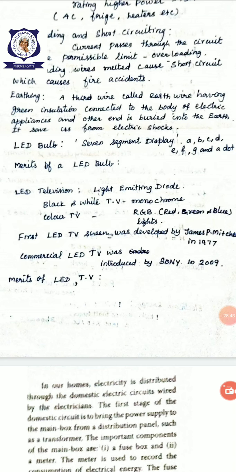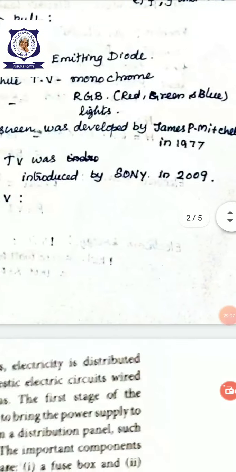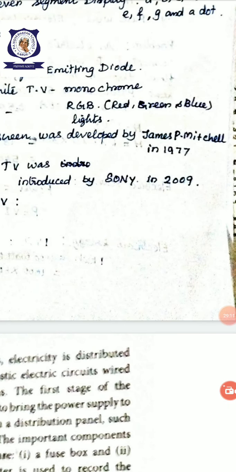And then nowadays we are using color TV. In color TV, we use 3 colors. We call them primary colors. What are the primary colors? Red, green, and blue are the primary colors. These lights are used nowadays, so that we are seeing color TV. Is it clear? The first LED TV screen was developed by James P. Mitchell.